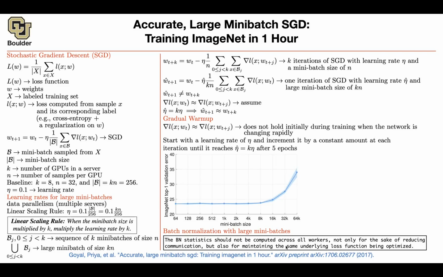Not only for the sake of reducing computation, you want to compute your mini batch statistics per each GPU, which is basically of size n. You don't want to use k times n because then your GPUs need to communicate with each other. You need to pass some data from one GPU to the next one. So for the sake of reducing computation and communication, you're going to stick to per GPU batch normalization. There is also some underlying math that tells you that these are not equivalent. And what is that? Let's go through batch normalization.